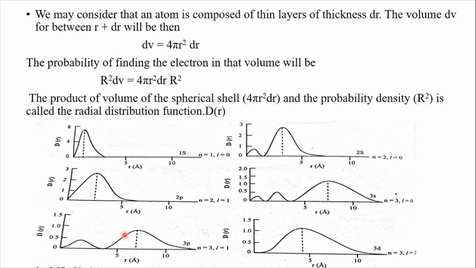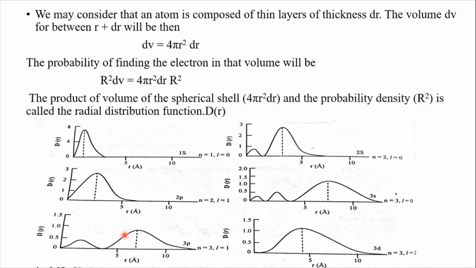So we may consider that an atom is composed of thin layers of thickness dr. The volume dV is equal to 4 pi r square dr. So R square into dV is equal to 4 pi r square dr into R square. The product of the volume of the spherical shell, 4 pi r square dr, and the probability density R square is called the radial distribution function. Students, this is not of much importance.